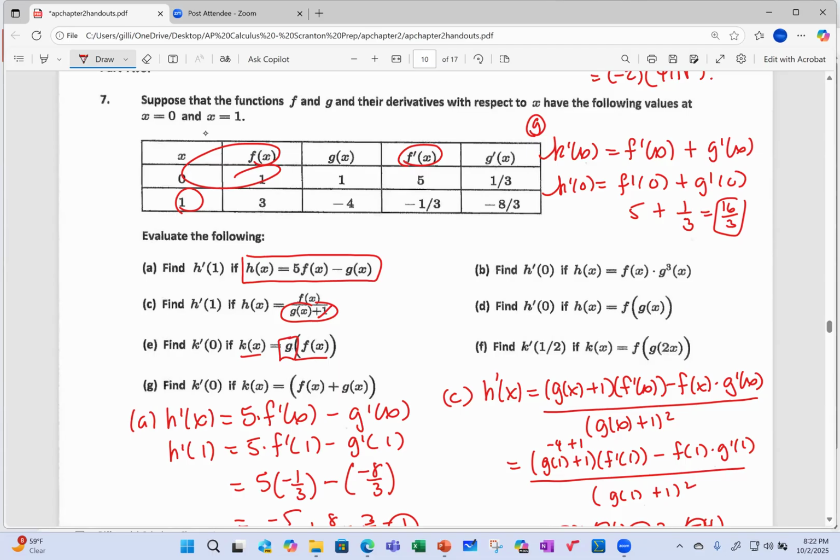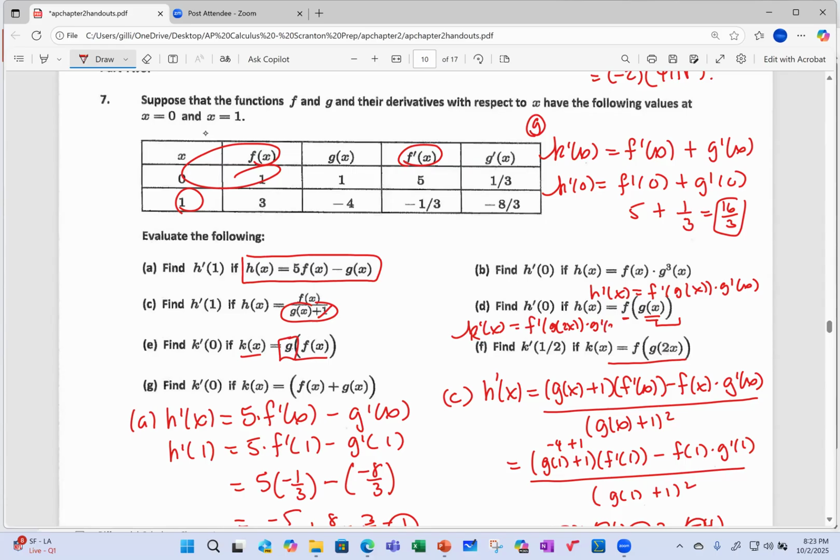Just really quickly to talk about these derivatives right here. In D, h prime of x would be equal to f prime of g of x times g prime of x. The derivative of the outside, repeat the inside, times it by the derivative of the inside. And just one more down here, k prime of x equals the derivative of the outside, repeat the inside, and times it by the derivative of the inside.